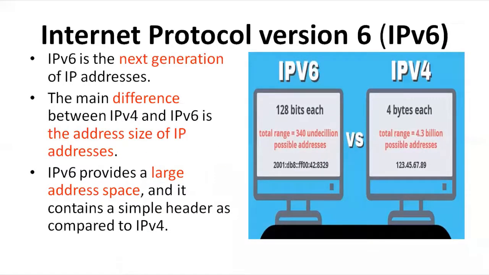IP version 6 is the next generation of IP address. Now you are using IP version 4 for each and every system. The main difference between IP version 4 and IP version 6 is the address size of the IP addresses. IP version 6 provides a large address space and a simpler header compared to IP version 4. In the diagram, you see the large addresses represented in this way.